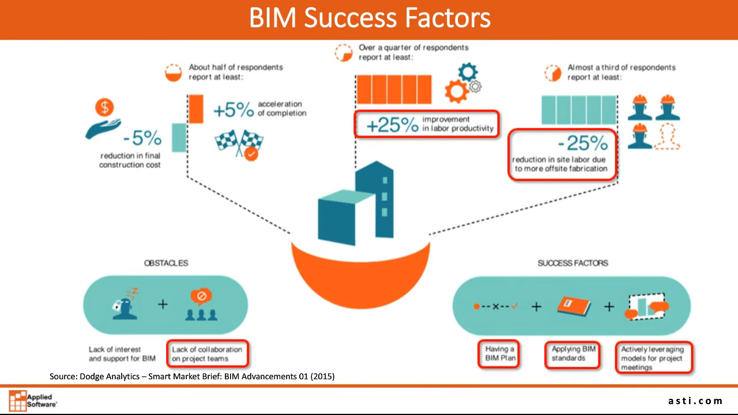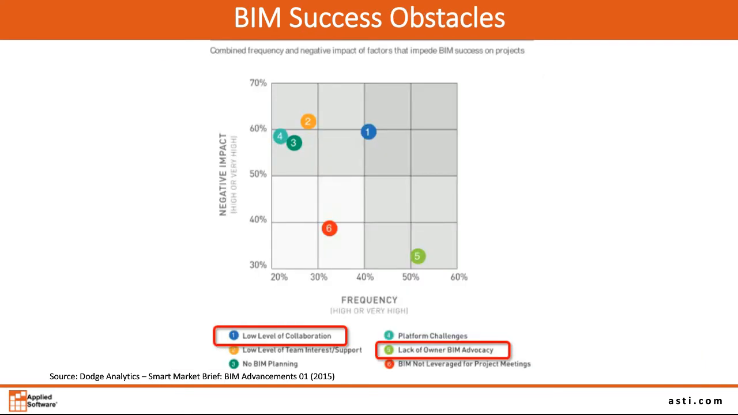I also want to point out, if you look in the upper left part of that slide, actually, no, sorry, got another slide coming up to show that. Let's take another look at BIM success obstacles. And this graph basically describes frequency of occurrence moving from left to right, and then the impact on the project in a negative way going from bottom to top, higher impact being to the top, more frequency to the right, excuse me.